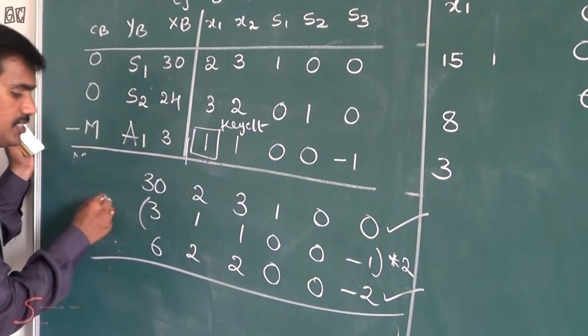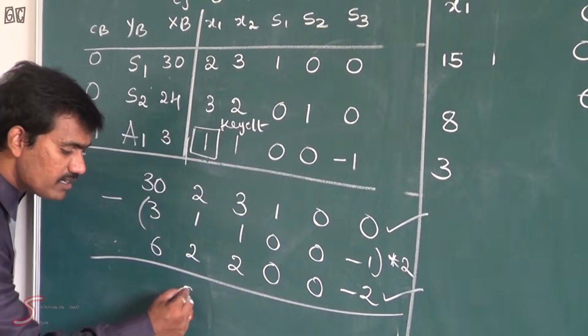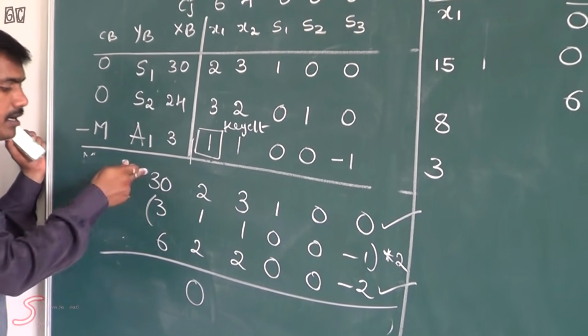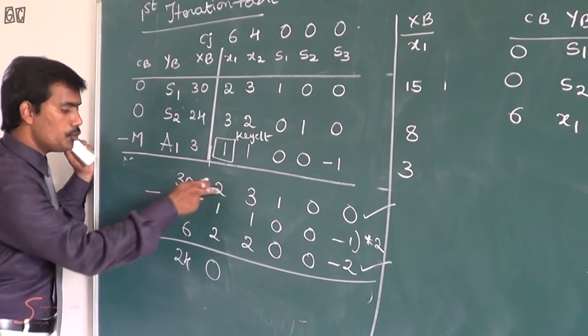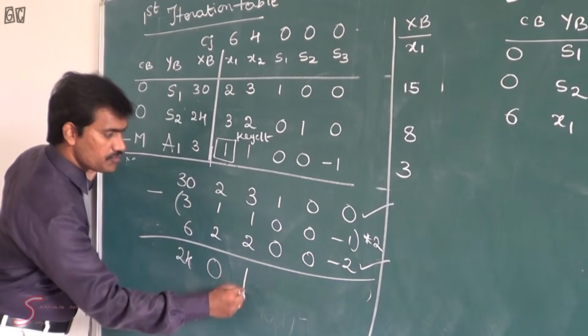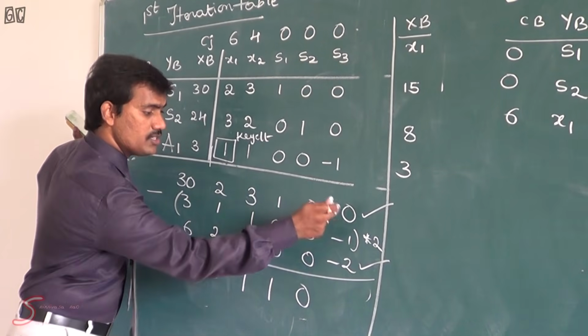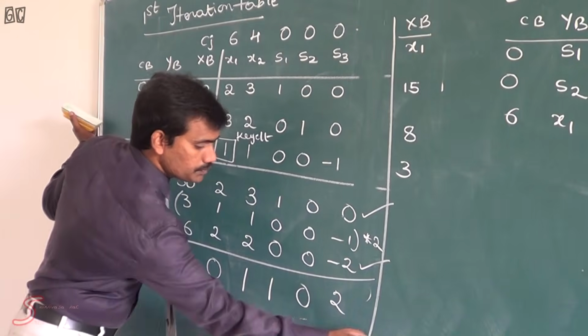Now I am subtracting these two to get 0 here. That is 30 minus 6 is 24, 2 minus 2 is 0, 3 minus 2 is 1, 1 minus 0 is 1, 0 minus 0 is 0, 0 minus minus 2 is plus 2.